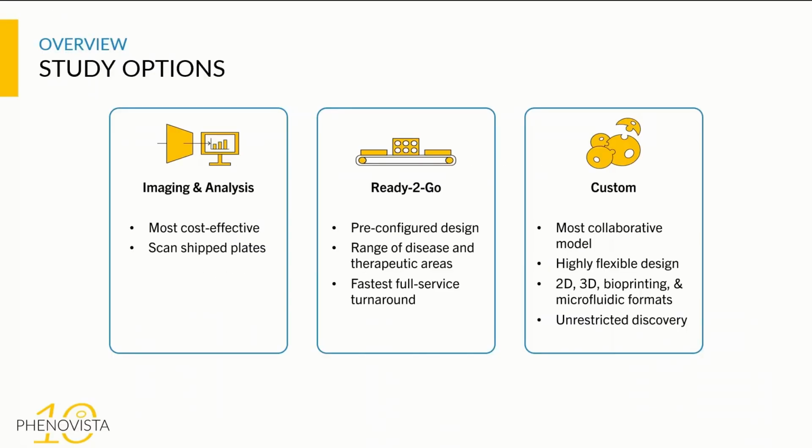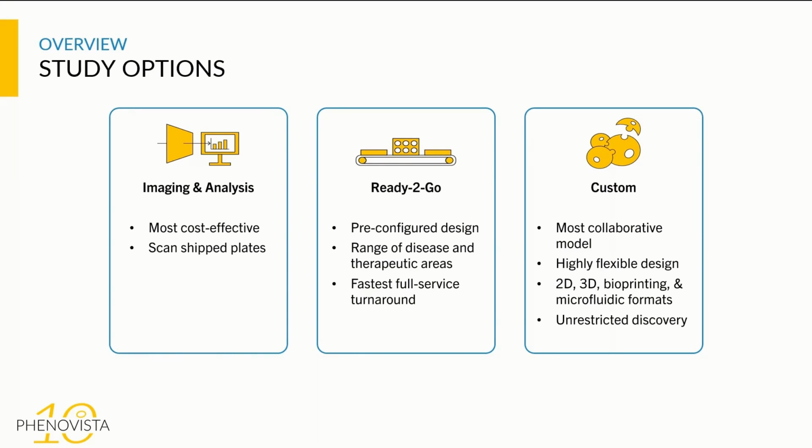We can bin our service offerings into three main areas: image analysis, ready-to-go assays, and our custom assays. So the simplest would be the image analysis assays because it is the most cost-effective, and essentially you can ship us your stained fixed plates after having run your experiments in-house, and we will scan them on our microscopes and do the image analysis and give you quantitative readouts from that analysis. So that one is the downstream, the last step of what we use in our ready-to-go assays and our custom assays. So moving up in complexity, the next one is our ready-to-go assays.